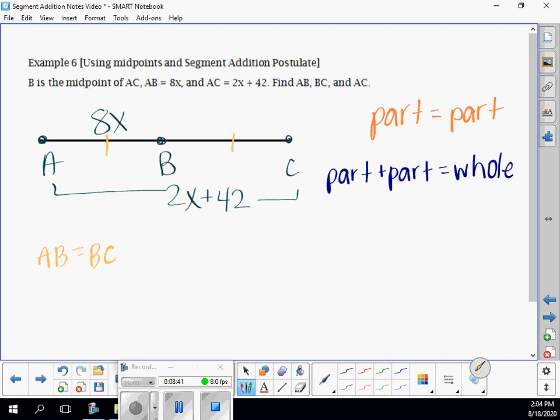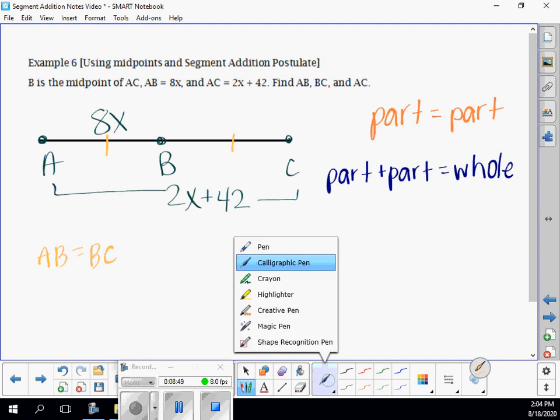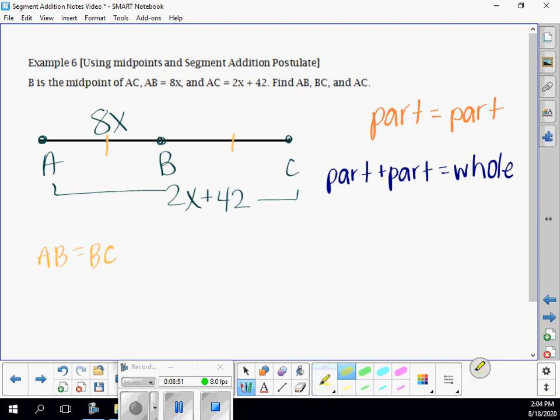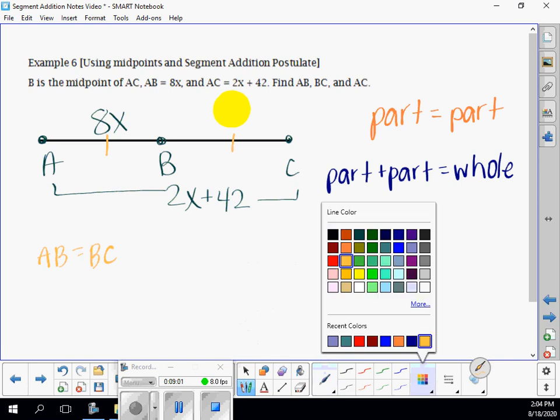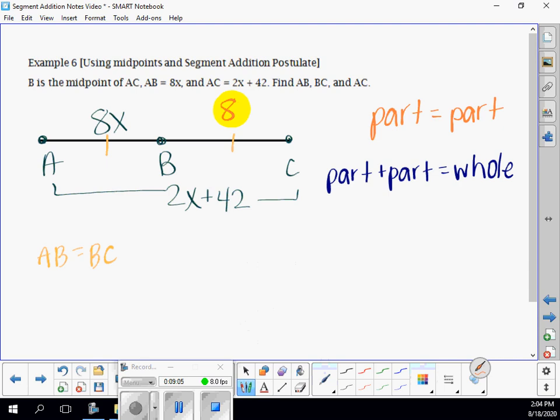All right, so let's keep reading. AB is 8x. AC is 2x plus 42. I'm missing something right here, BC. I don't have anything there. But what do I know about BC? Well, I know that BC is equal to AB. So what that means is I can plug in what that is. So I can plug in what AB is, which is 8x.